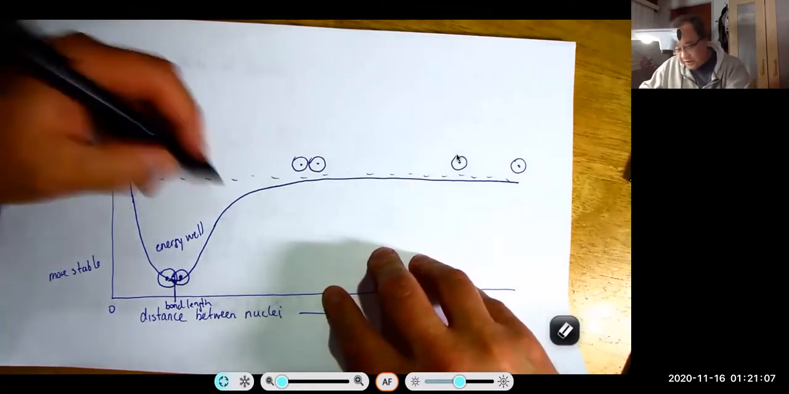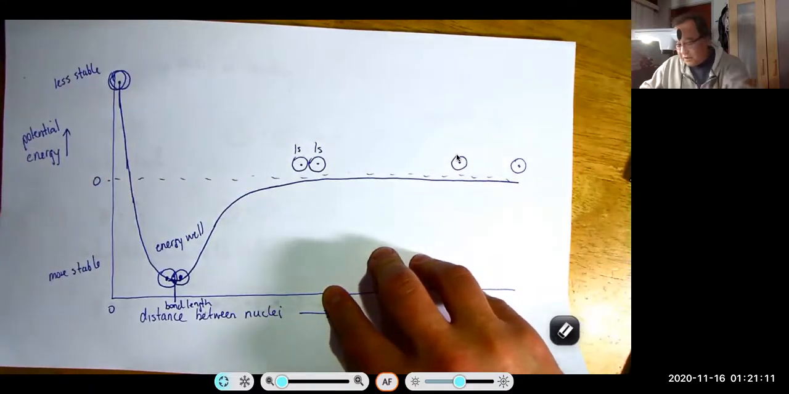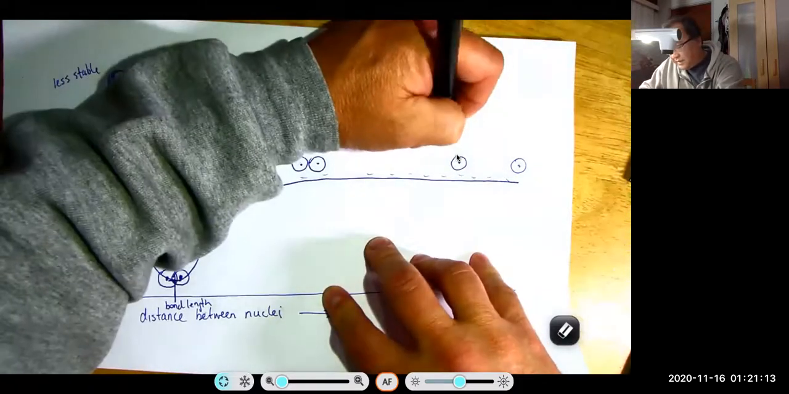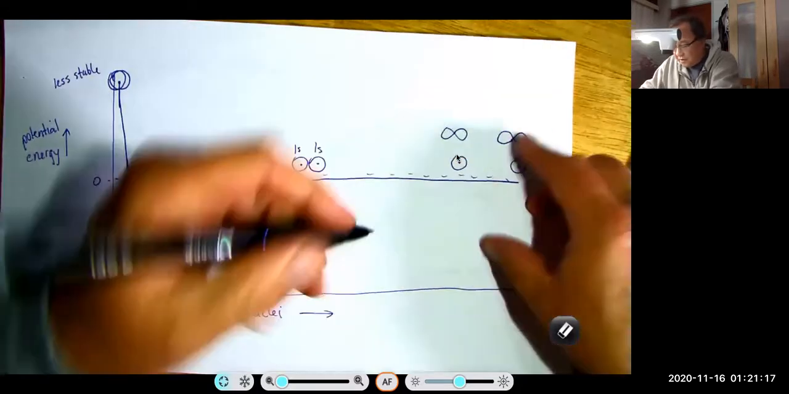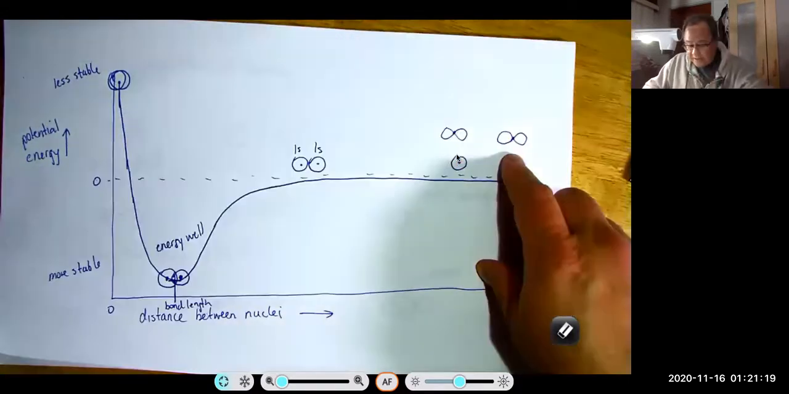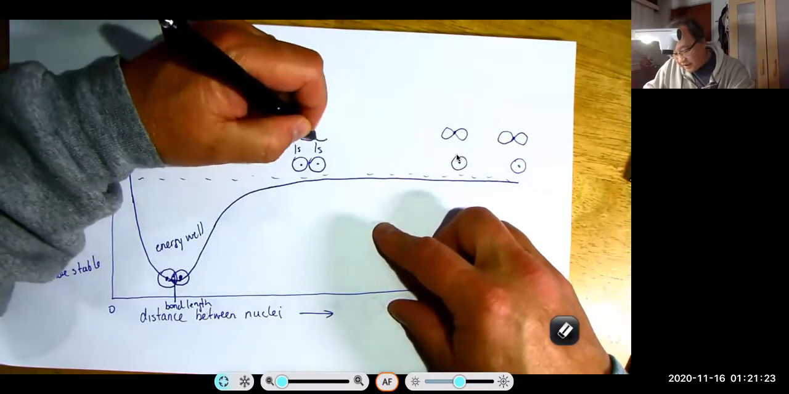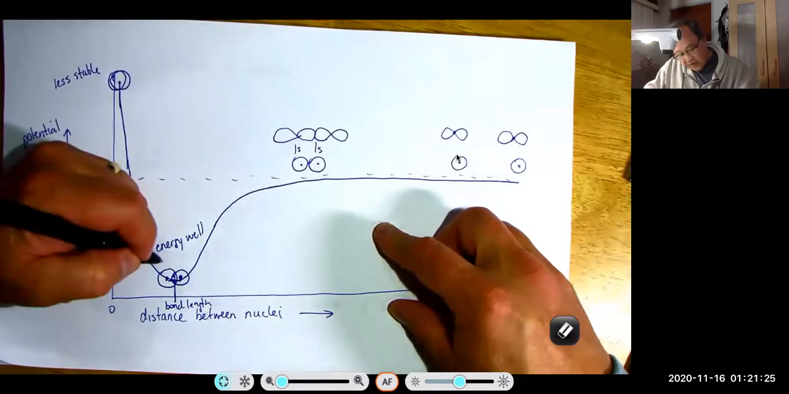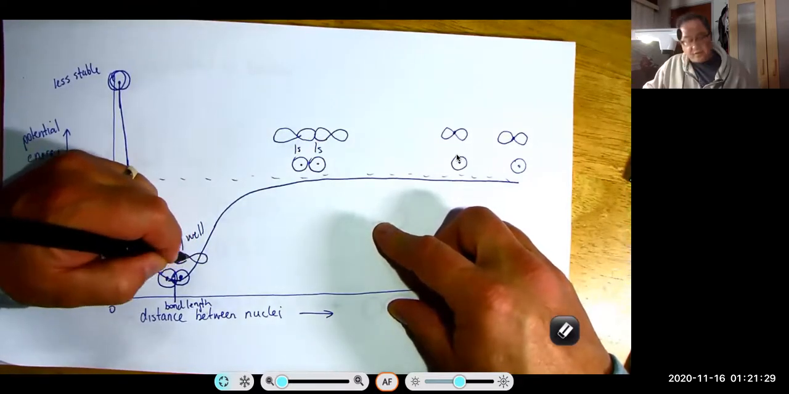What I've drawn here is like a 1s and a 1s. But if you had a 2p and a 2p overlap, here's a 2p and here's a 2p. These guys are infinitely far apart, so there's no interaction. And here they're starting to get close enough to one another, so you have some interaction. And here you have some orbital overlap. So that's the idea of orbital overlap.